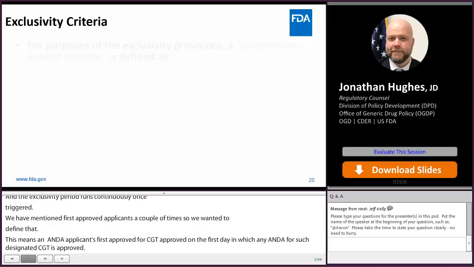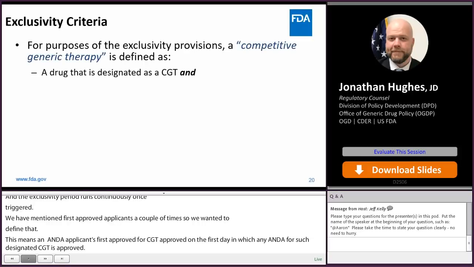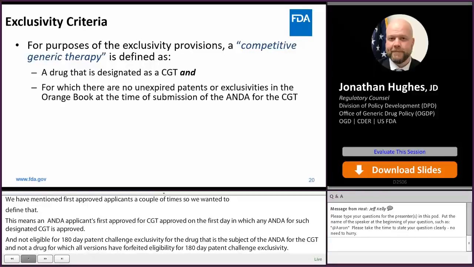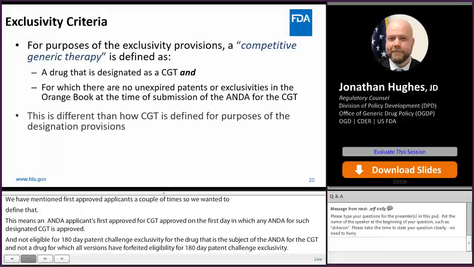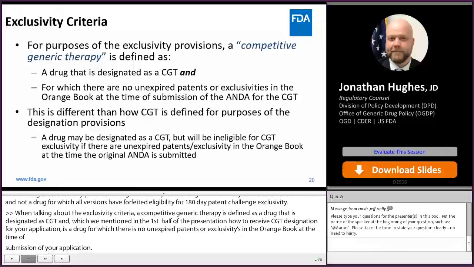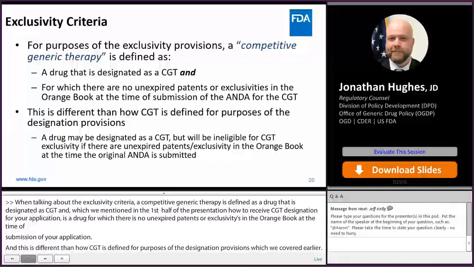When we're talking about the exclusivity criteria, a competitive generic therapy is defined as a drug designated as a CGT, which we mentioned in the first half of the presentation, how to receive CGT designation for your application, and is a drug for which there's no unexpired patents or exclusivities in the Orange Book at the time of submission of your application. And this is different than how CGT is defined for purposes of the designation provisions, which we covered earlier. The drug may be designated as a CGT, but then later ineligible for CGT exclusivity if there are unexpired patents or exclusivities in the Orange Book at the time the original ANDA is submitted.